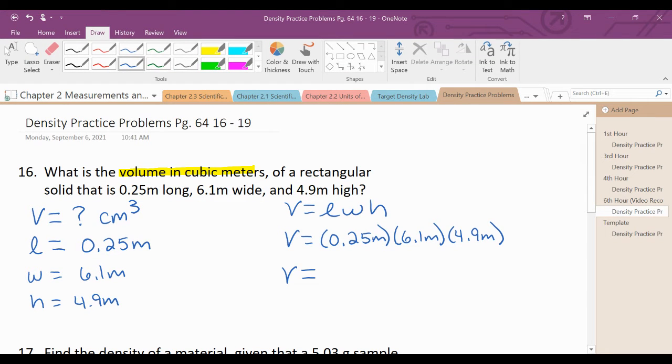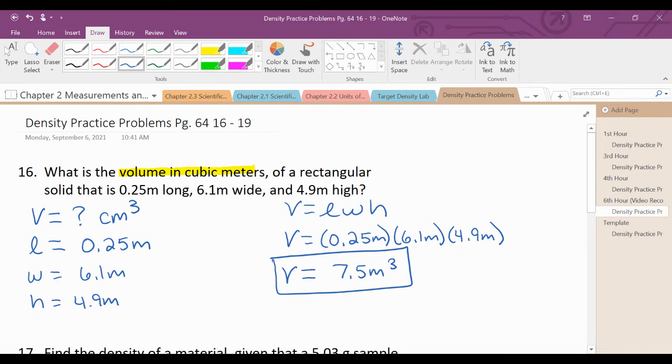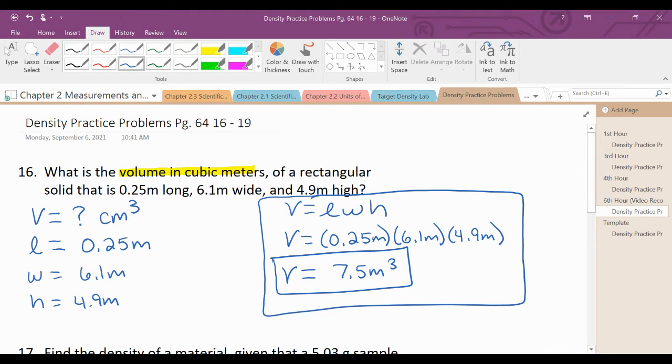And then I have 2 sig figs for the length, 2 sig figs for the width, 2 sig figs for the height. When you multiply and divide, it's the least number of sig figs. So your answer should have 2 sig figs. You get 7.5 meters cubed. And I would expect to see everything on the right side of the screen, the equation, the numbers in the equation, and your final answer with correct units and sig figs when you're doing a problem like this.